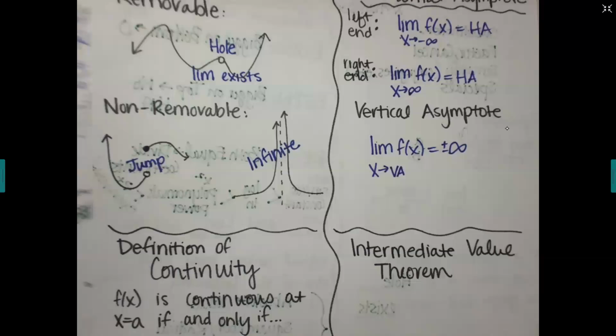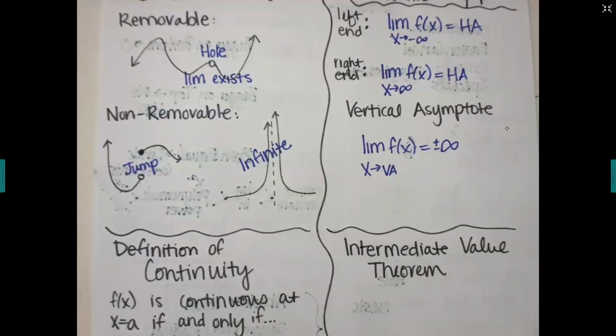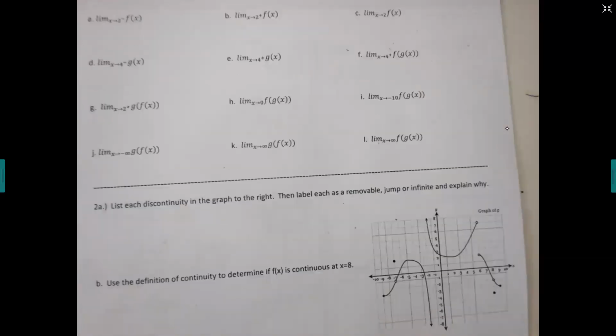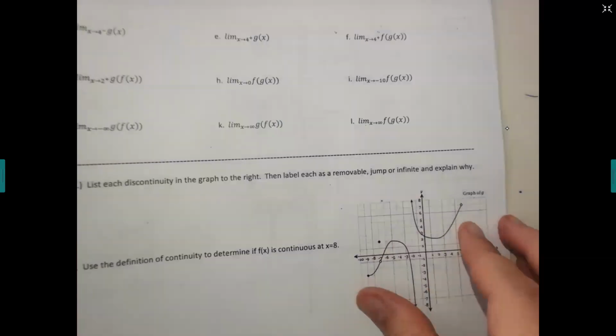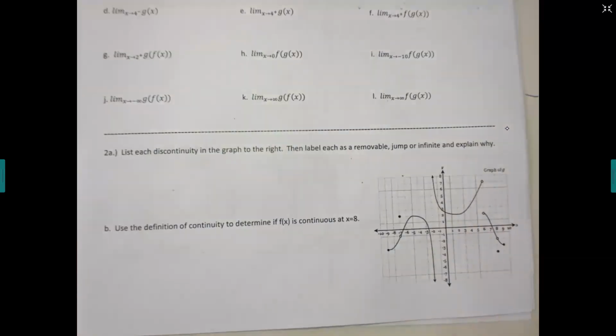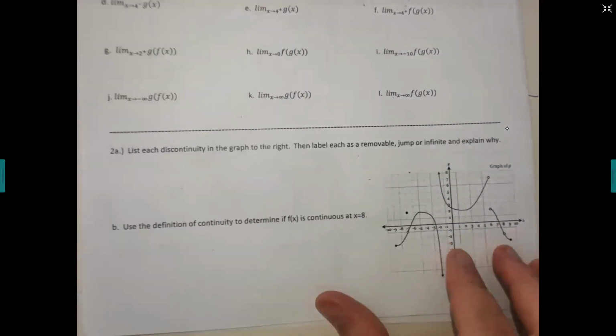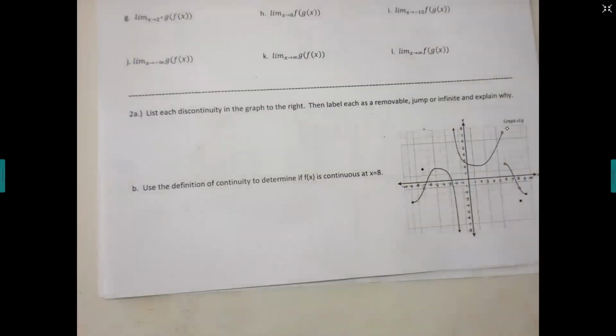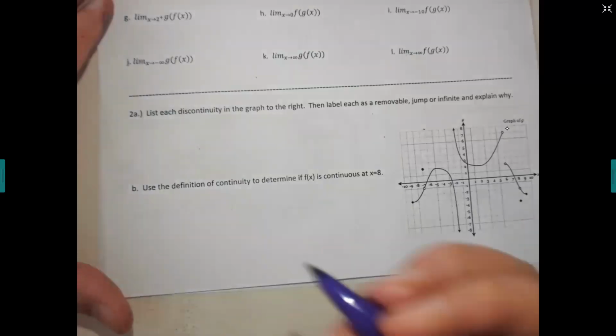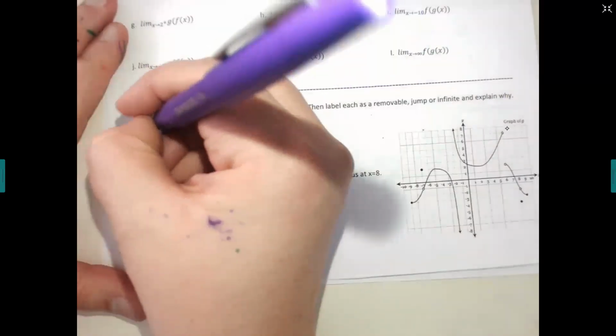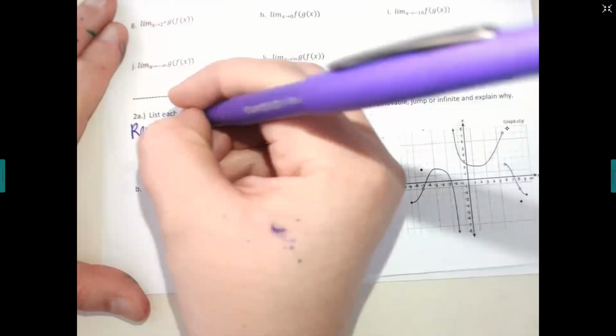So will you go to the very first page of your test review and look at number 2. Number 2 asks you to list all of the discontinuities in the graph. Remember, a discontinuity is if you were to draw it, where you would be picking up your pencil. So we're gonna label the different types. We're gonna start off with removables. Can you find where the first removable discontinuity is?